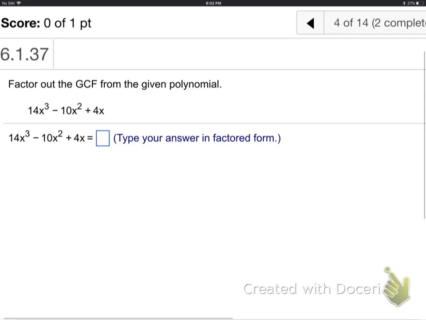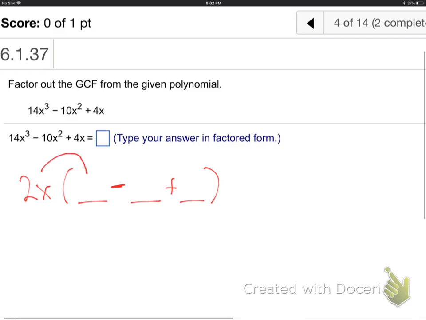So what number goes into 14, 10, and 4? 2. And then what do I do with the letters? They all have an x, right? So I take the lowest one, which is just a plain x. Now there's going to be 3 things in here. The first 2 are separated by a minus, and the last 2 by a plus. Good so far? So I took out what's in common. And now ask yourself what works.